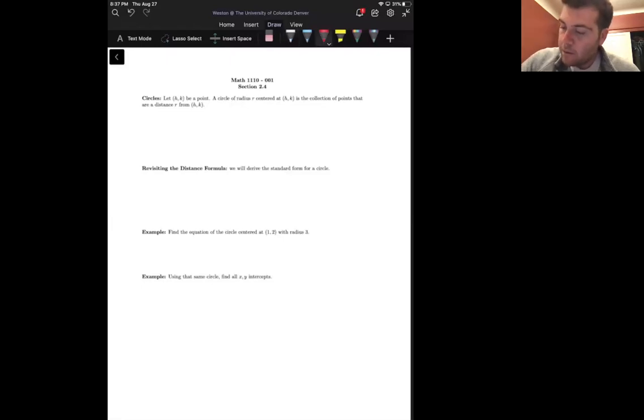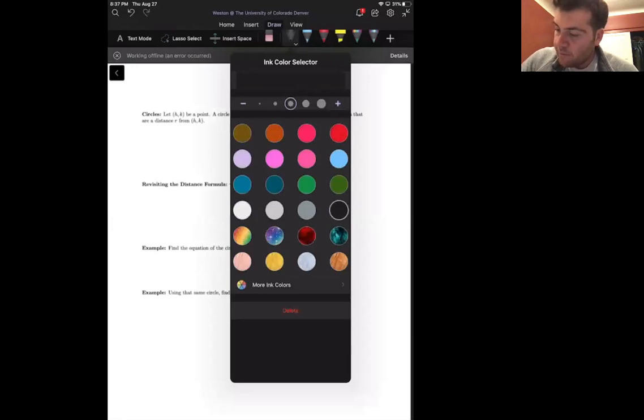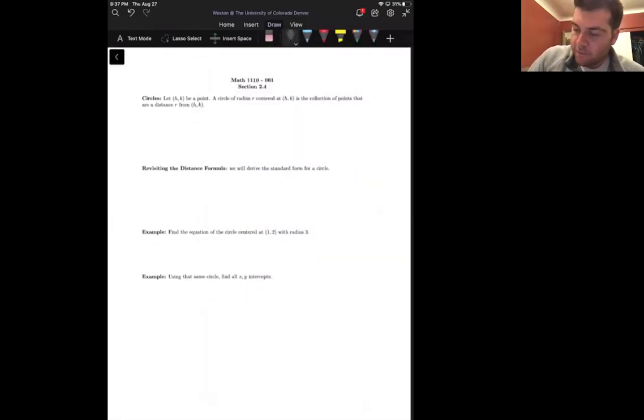So if we start with a graph and a point here, we'll call that (h, k). Then the circle of radius 3 is all of these points that are exactly a distance 3 away from it.